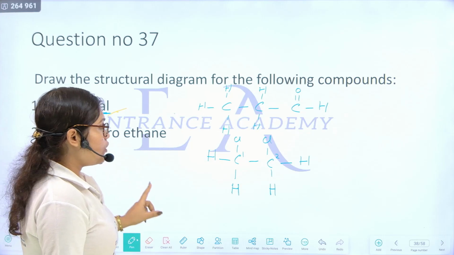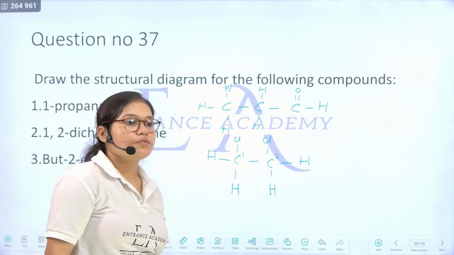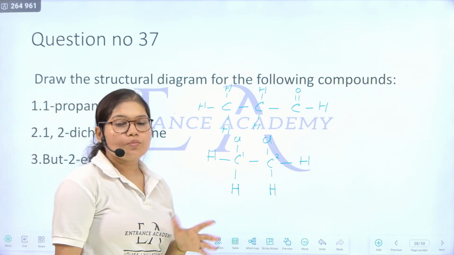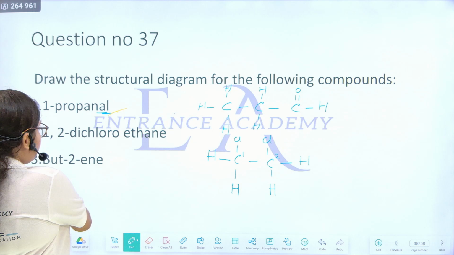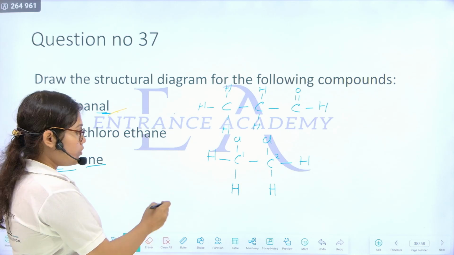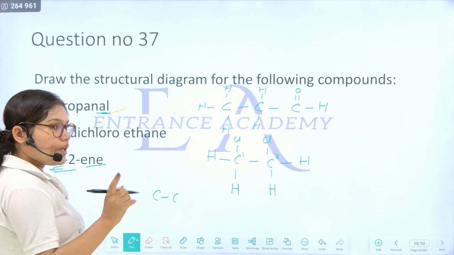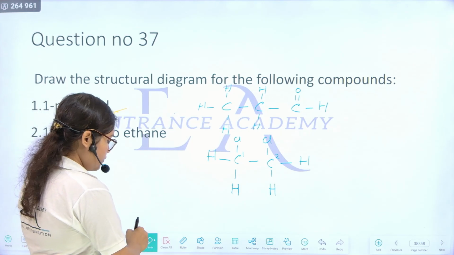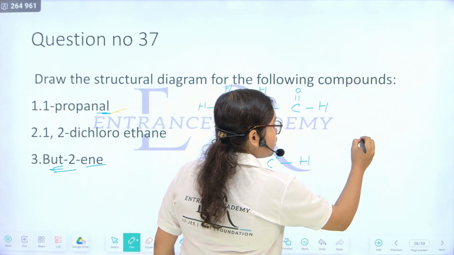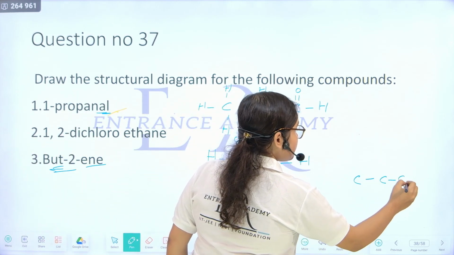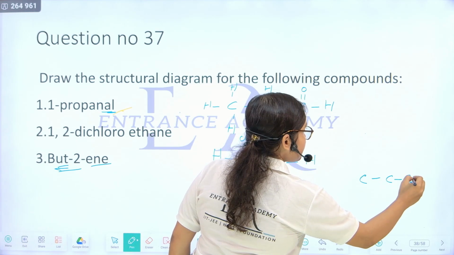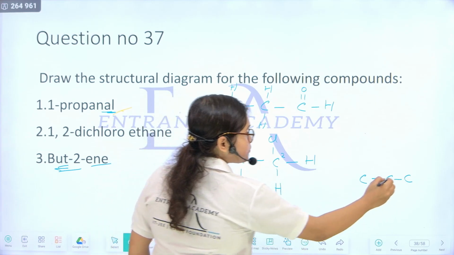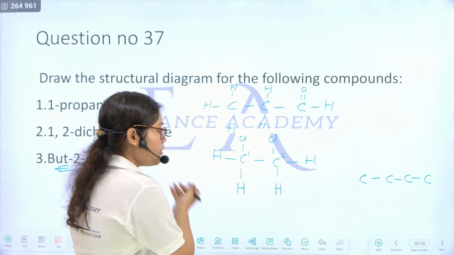Third one is butene. Please remember the root words of these organic compounds. Whether it is but, pent, hex, hept, or meth, eth, prop, the root word here is but. So in butene, but is the root word. Then 2-ene is the alkene. But means the number of carbons is 4.